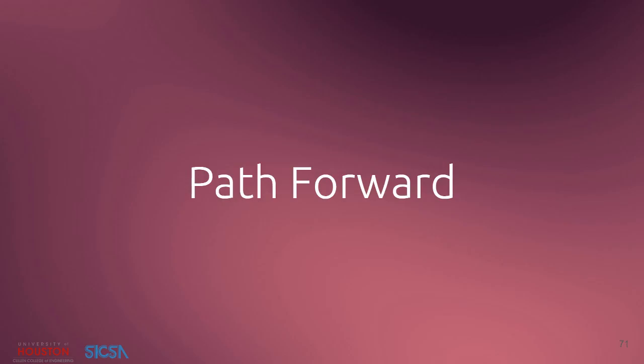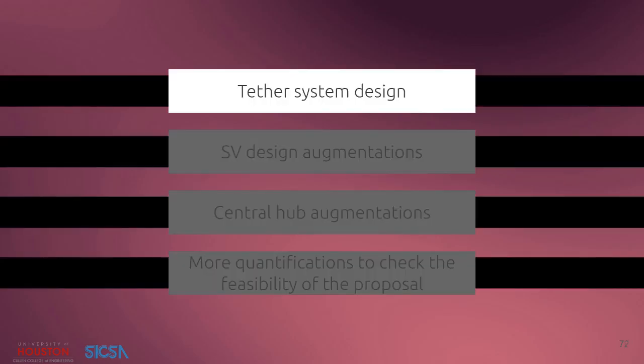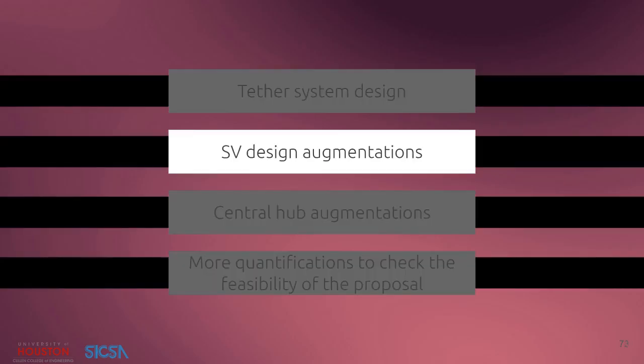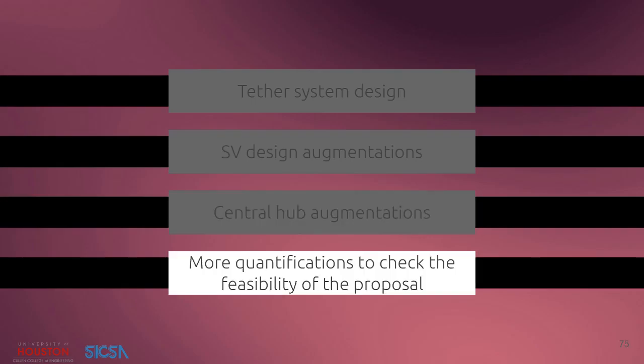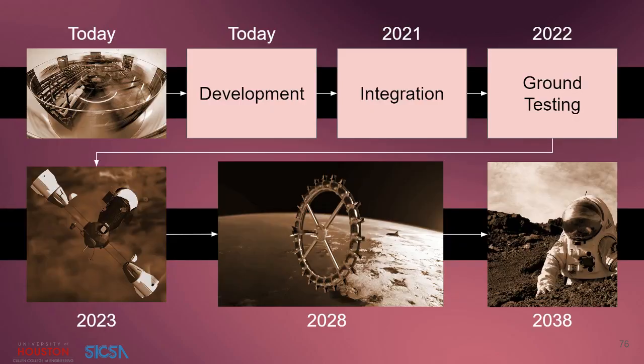Now in the coming few months, I'm going to design the tether system. I'm going to detail out the augmentations needed for the space vehicle as well as the central hub, and I'm going to do more quantifications to check the feasibility of this proposal.